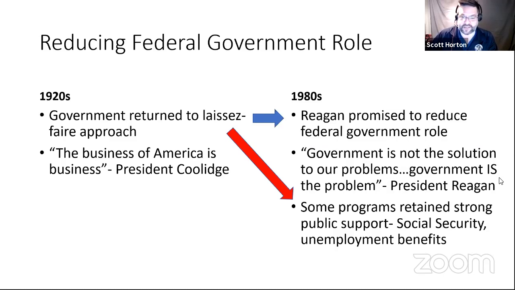But in the 1980s, there were some programs that retained strong public support. It was difficult, for example, for people to get rid of the unemployment program that had been put in place. People were against changes to Social Security, as another example. So while there was an attempt to reduce the federal government's role, there were some programs that retained popularity among the population that it was difficult to get rid of. So a little bit of a difference there as well. So again, a little nuance in this one. Some similarities, some differences between those.